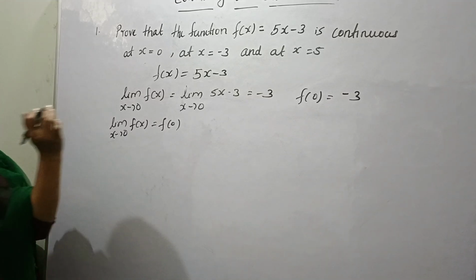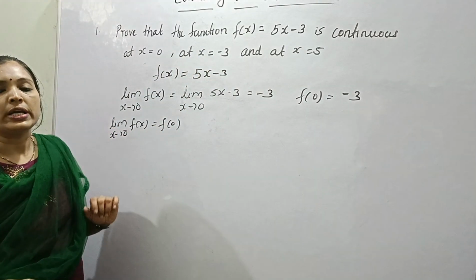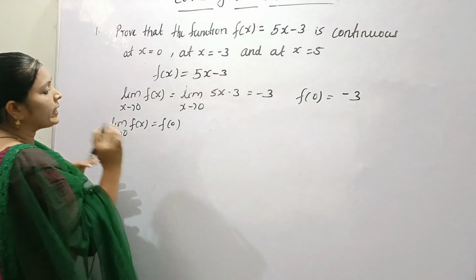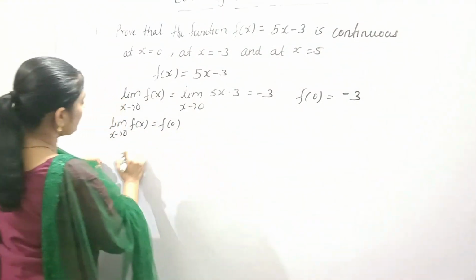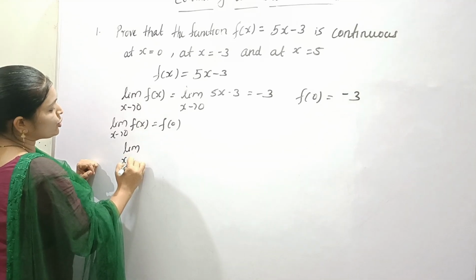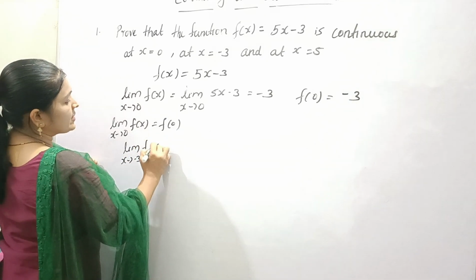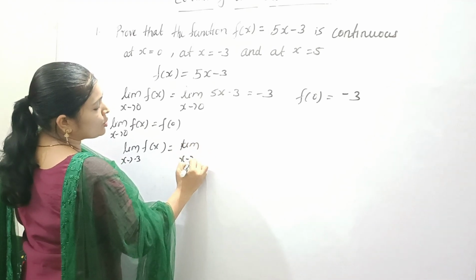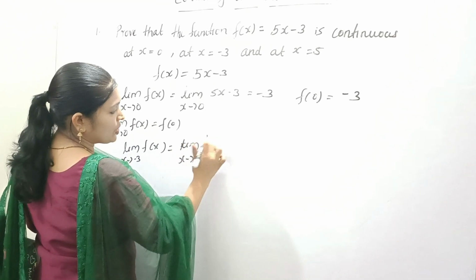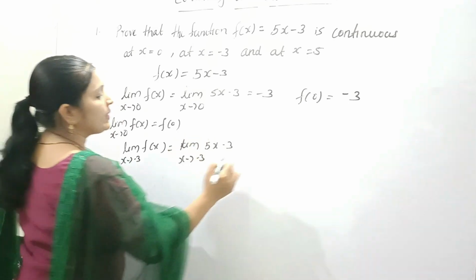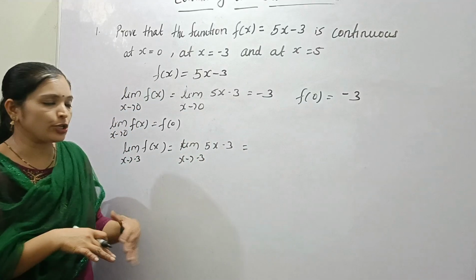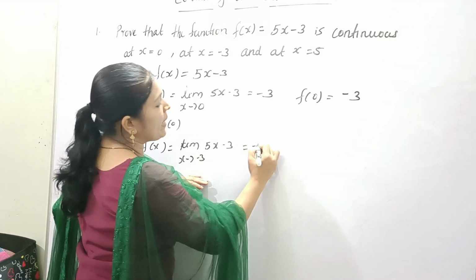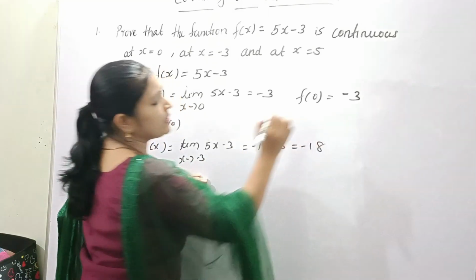Next, we have to prove the given function is continuous at x is equal to minus 3. For that, same method, limit x tends to minus 3, f of x is equal to limit x tends to minus 3, what is the function? 5x minus 3. Here also, first of all, substitute x is equal to minus 3. So, what we will get? 5 into minus 3, minus 15, minus 3, that is minus 18.